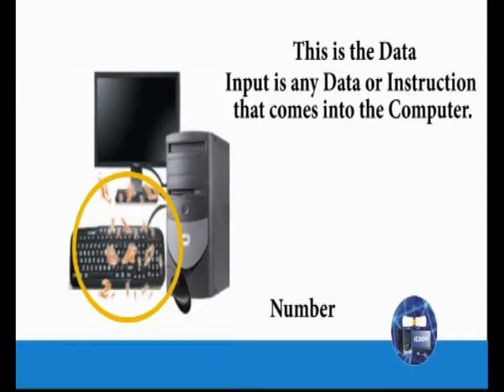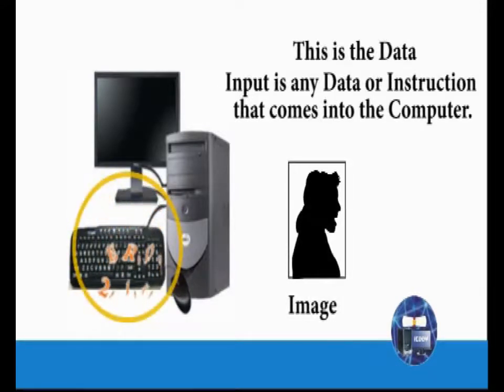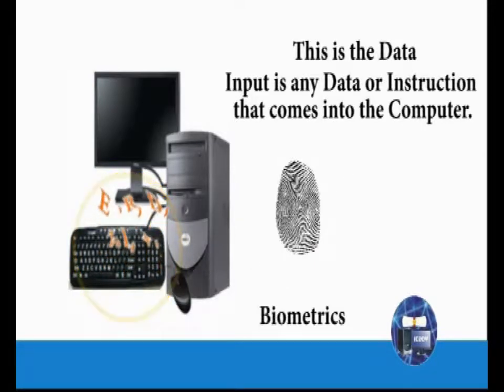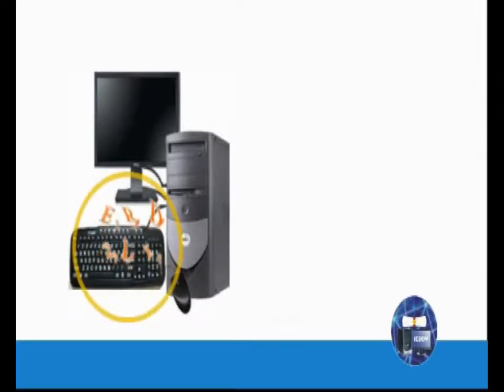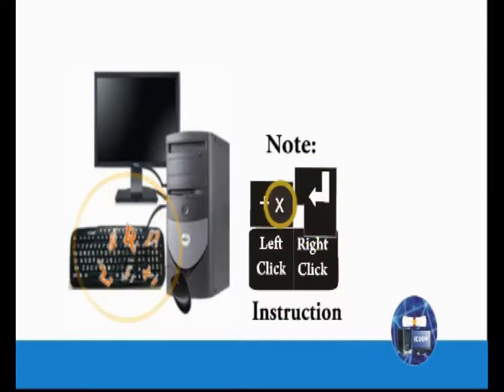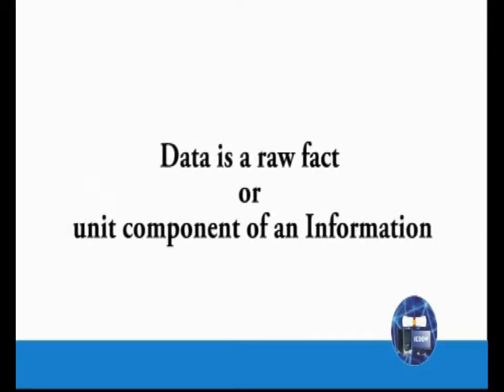We have data of number such as 1, 2, 4. Data of text such as E, R, D. Image data such as picture. Sound data such as music. Others include video data and biometric data. Note the instructions such as click, enter, plus, times are input, but not data. Simply, data is a raw fact or unit component of an information.